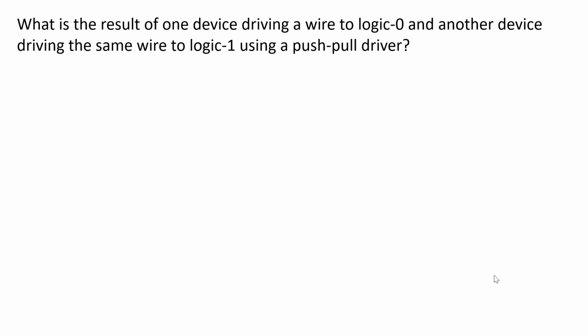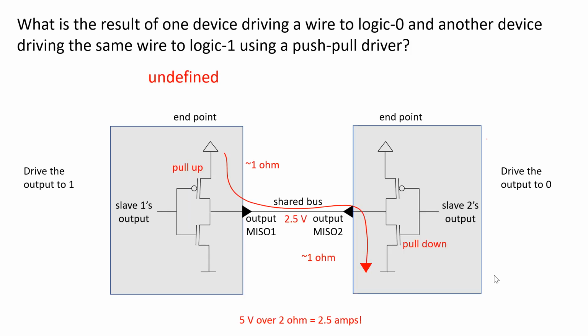Okay, so let me go over quiz 3. I'll just get through this real fast, make sure everyone is on the same page, and then I'll introduce the next lab. Okay, so quiz 3 was about I²C. What's the result of one device pulling a wire to logic 0, another device pulling the same wire to logic 1? It's going to be 0, right?